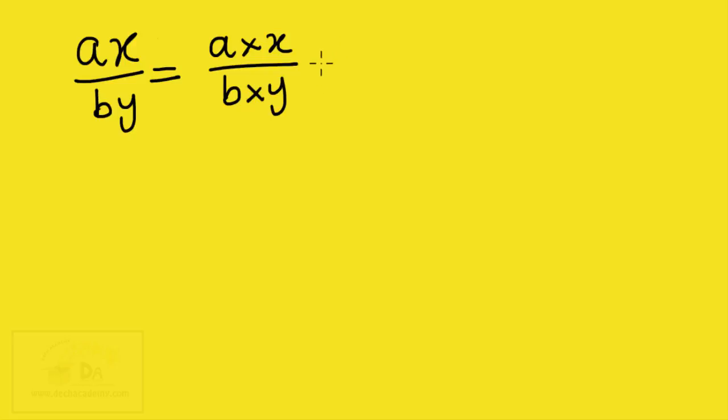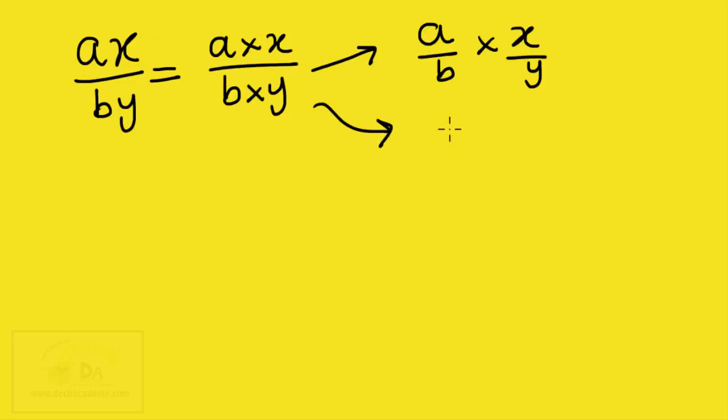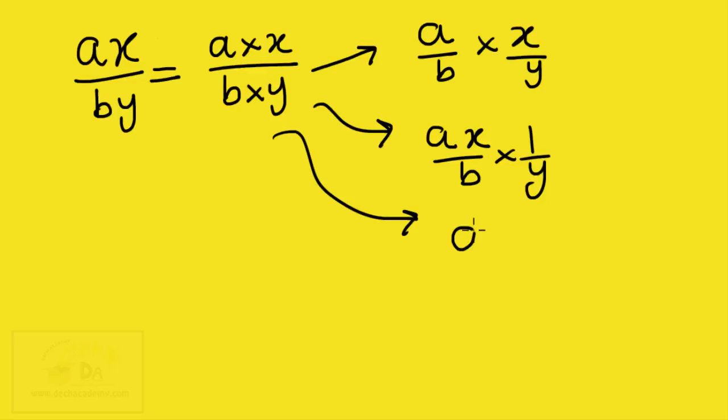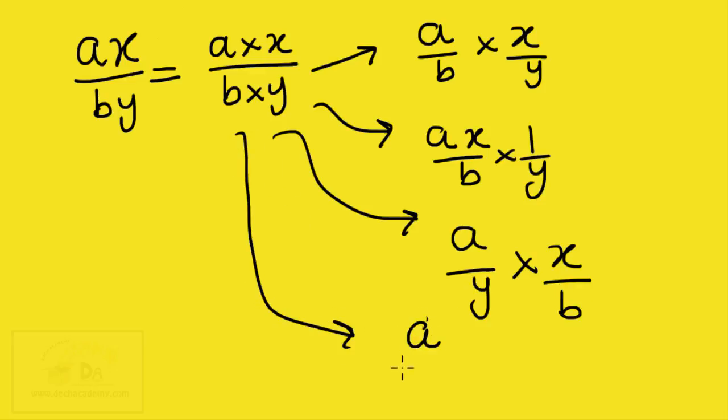This can be written as a over b times x over y. It can also be written as ax over b times 1 over y, or as a over y times x over b, or as a over 1 times x over by, and so on. There's so many other ways you can write it.